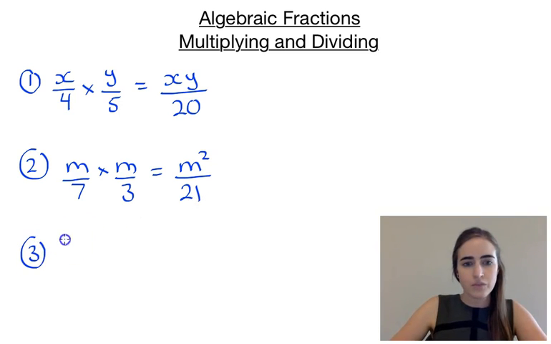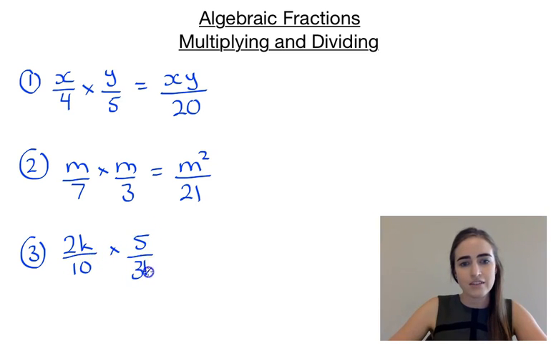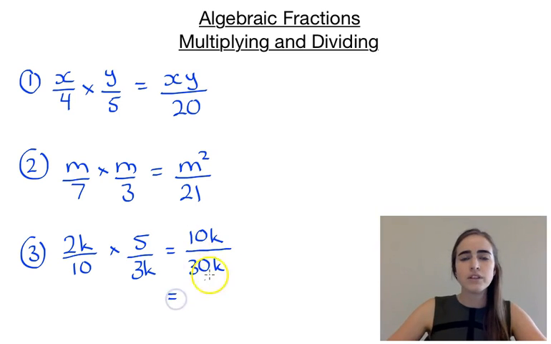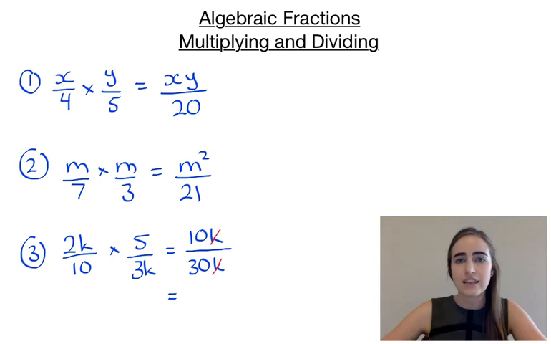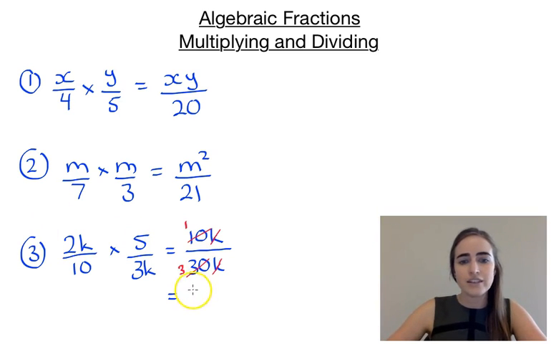Our third example, we've got 2k over 10 times 5 over 3k. If we multiply those together, 2k times 5 would give us 10k, and 10 times 3k would give us 30k. But now we should be able to look at that and recognise that we can simplify it a little bit. Our k's, because there's one on the top and one on the bottom, can divide through and cancel each other out. And our 10 and our 30, we can divide both of those by 10. So 10 divided by 10 would give us 1, and 30 divided by 10 would give us 3. So what we've got left then is just 1 over 3. So those are a few examples of multiplying.